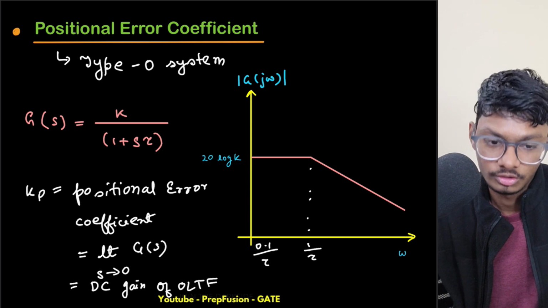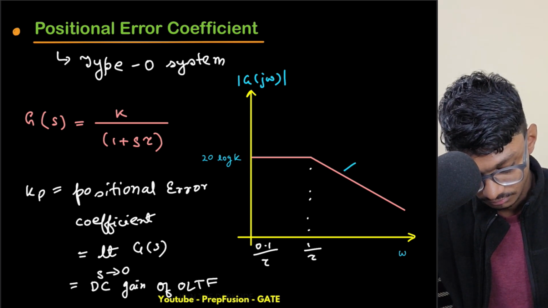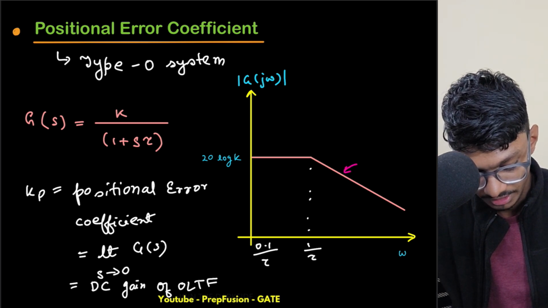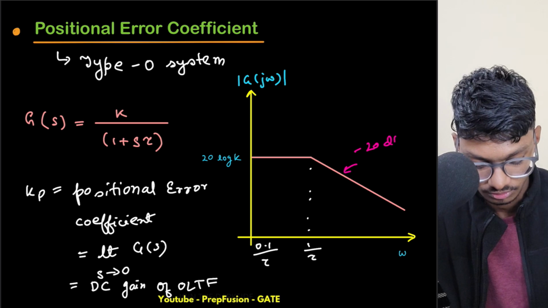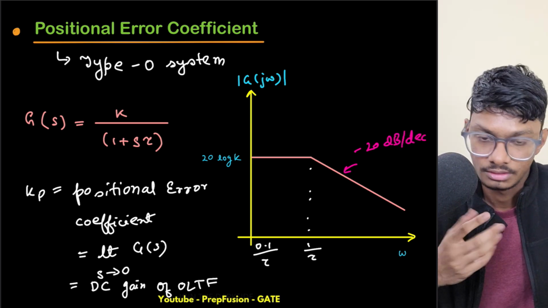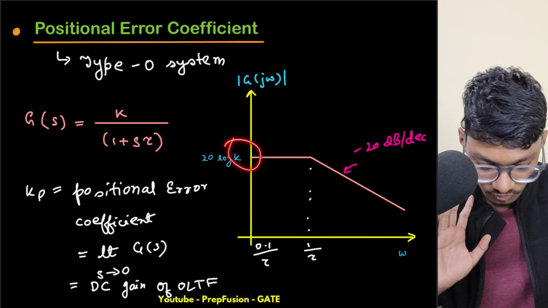Okay, this will be 20 log k, and here the slope will be minus 20 dB per decade. Like this is just a single pole. Now can you tell me the positional error coefficient from here? The positional error coefficient is simply what? Simply the DC gain, which is k.